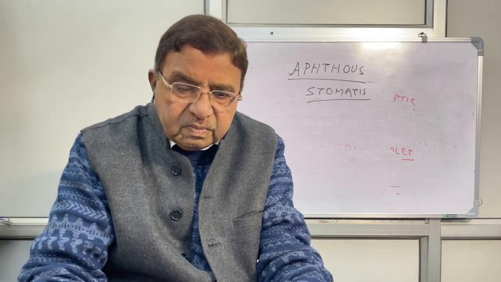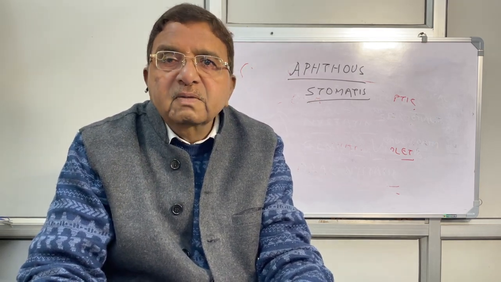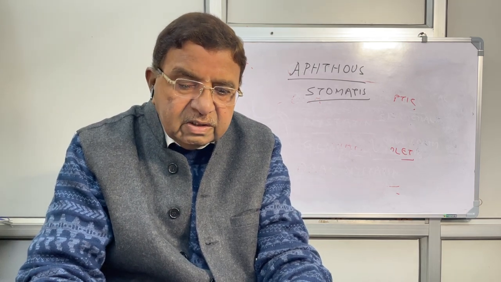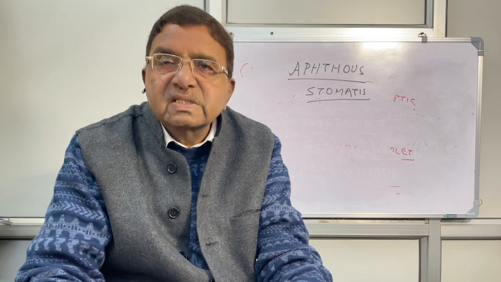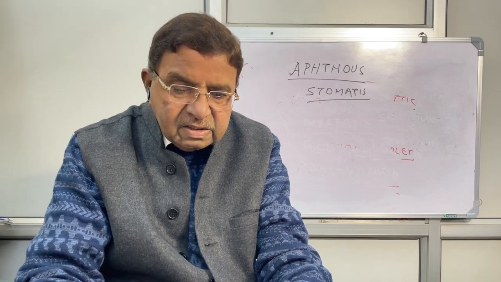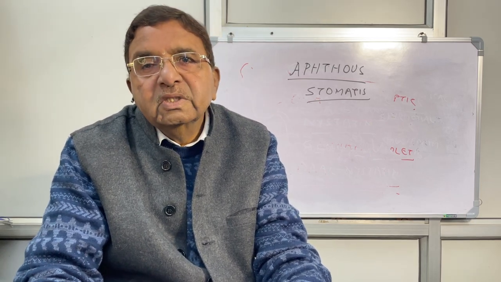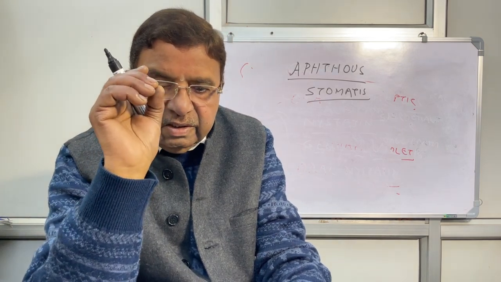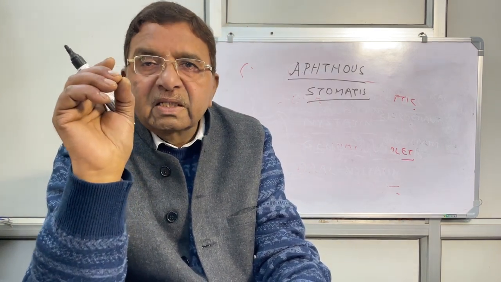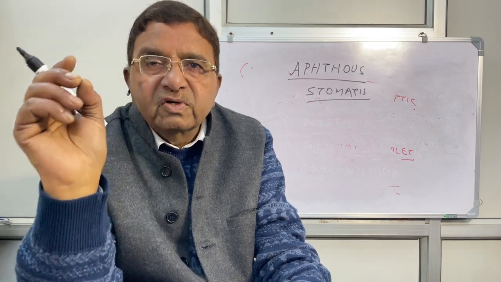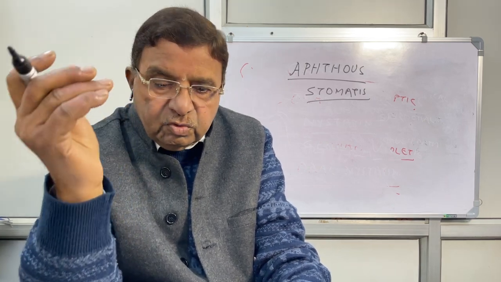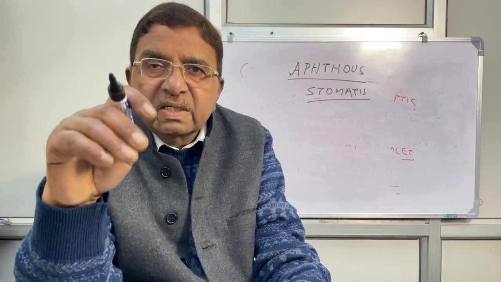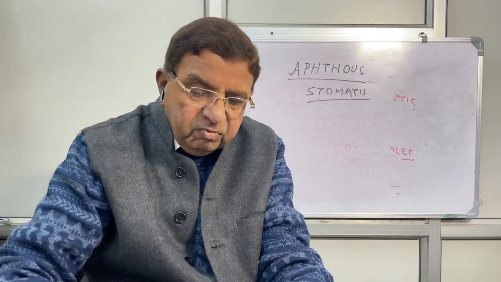Pathogenesis. The site becomes red and painful, and on the second or third day it ruptures and forms an ulcer in a day or two. So first there is redness and pain at the site of formation of the ulcer, then after 2 or 3 days it ruptures and forms an ulcer, which is painful.